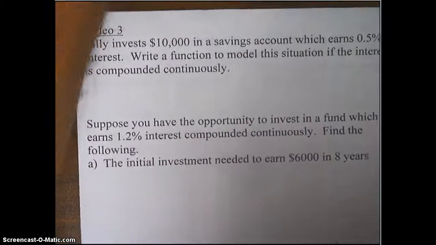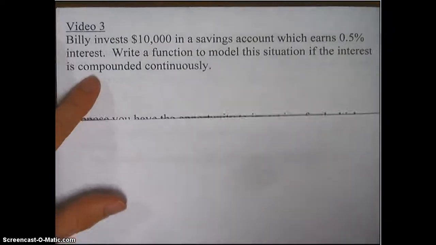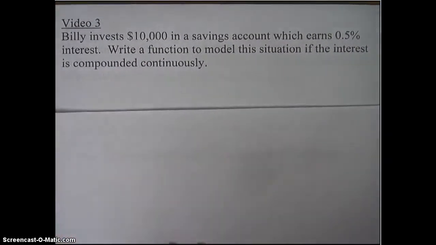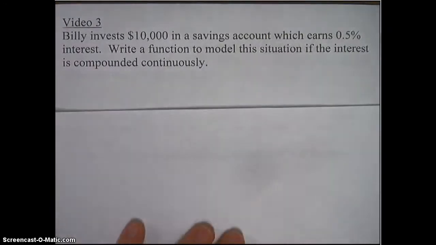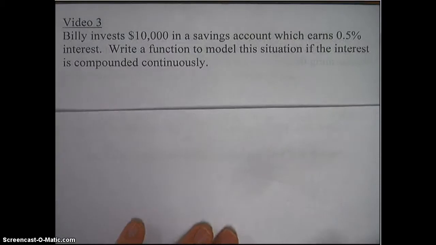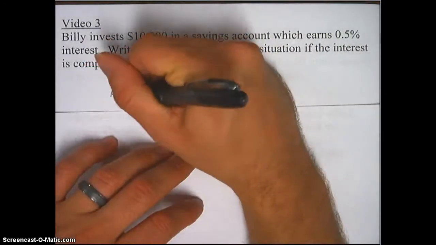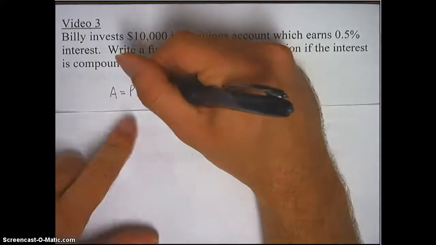Billy invests $10,000 in a savings account, which earns 0.5% interest. Write a function to model this situation if the interest is compounded continuously. That means it never stops being compounded, whereas before, in the previous video, it was compounded once or twice, 3 times, however many times per year. This is compounded continuously. So the equation is A equals P times the constant e to the rt.